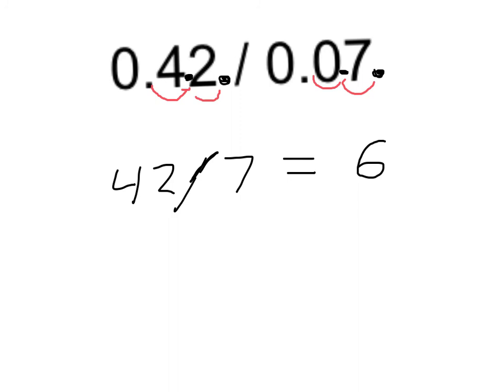And you could also think 42 hundredths divided by 7 hundredths equals 6. So this is the trick. Get rid of the decimals and it makes the division much, much easier.